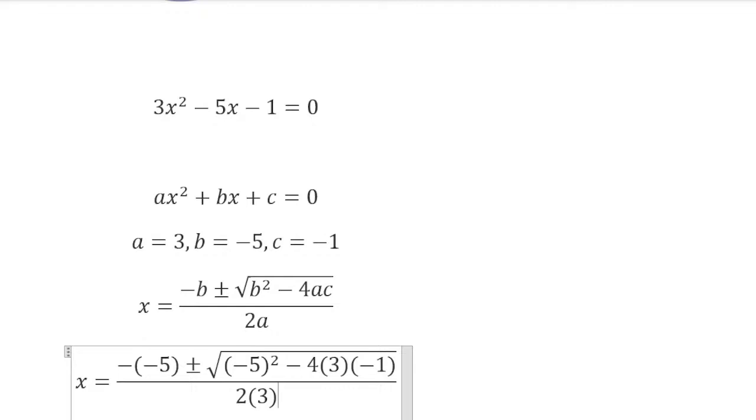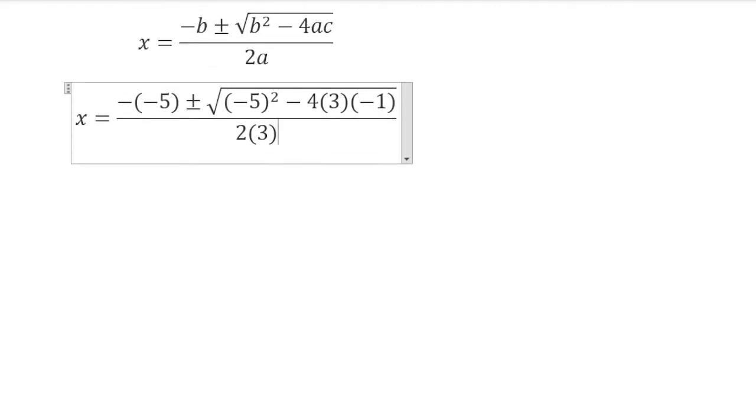So you get a mark for the substitution, and also you get a mark for the two possible values of x. What you need to do, just put in the calculator, you get two values of x.